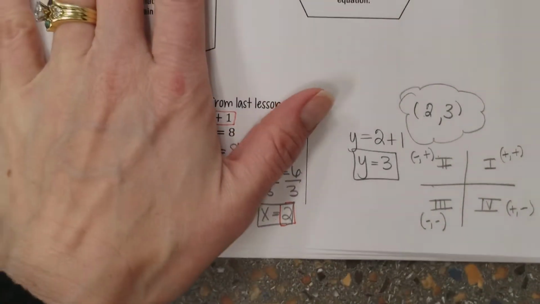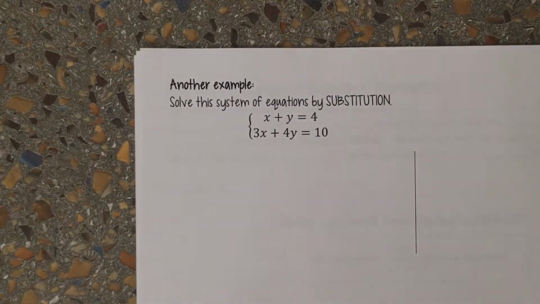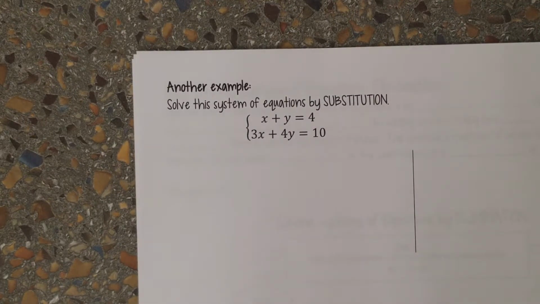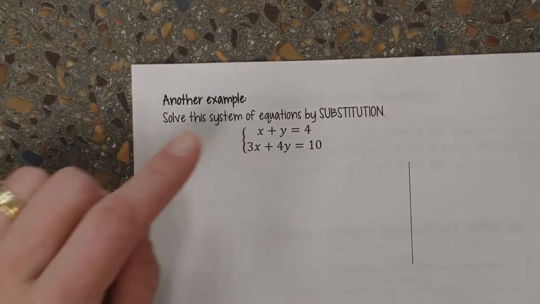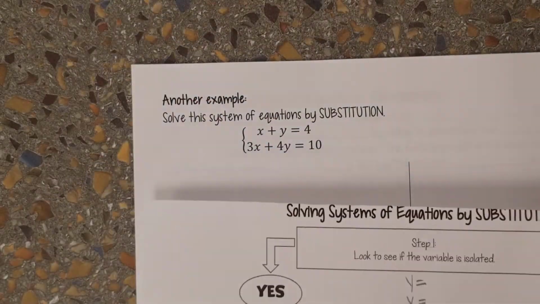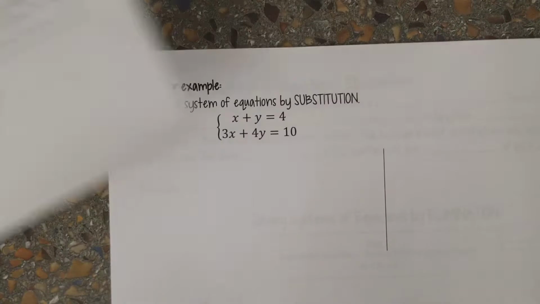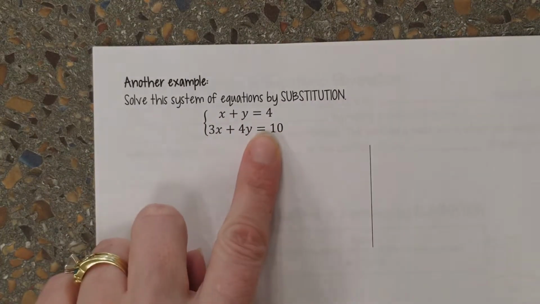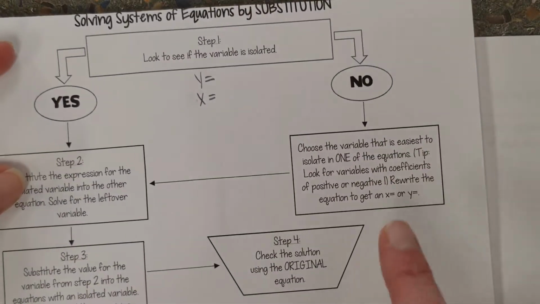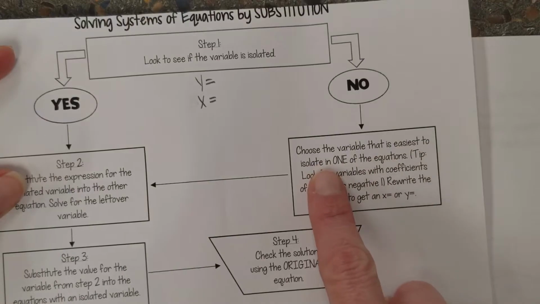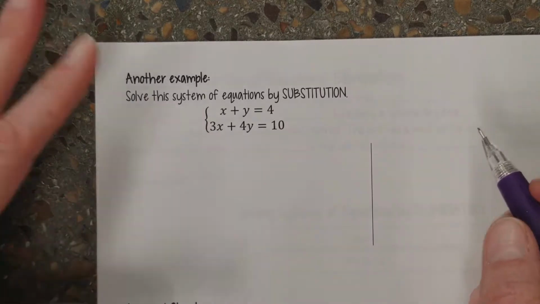Okay. All right, so if you flip your page over to the next one, we have another example. It looks like this. Now this one is just another example of solving by substitution, but if you look at our flow chart that we've been looking at, this first step says look to see if the variable is isolated. Well, if you look here, neither one of these is isolated, so we actually have to go to no. Okay, we go to no, and no tells me choose the variable that is easiest to isolate in one of the equations. So I want to pick one of these and isolate one of the variables.